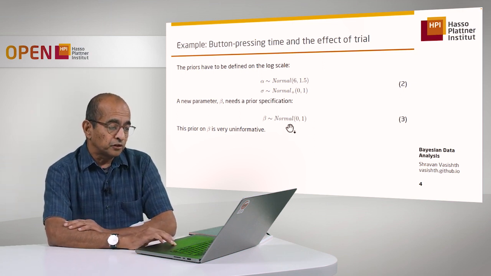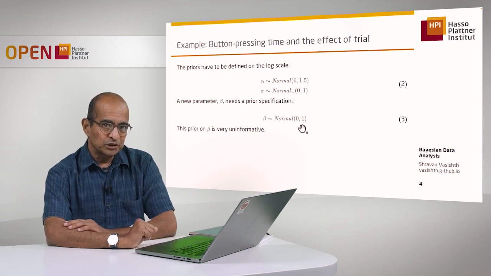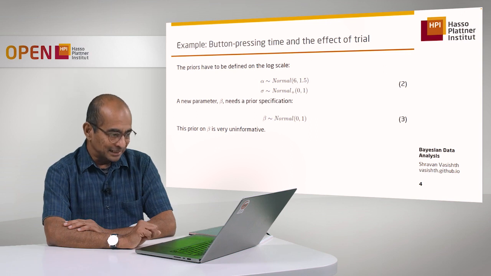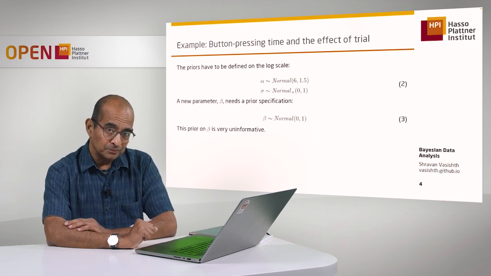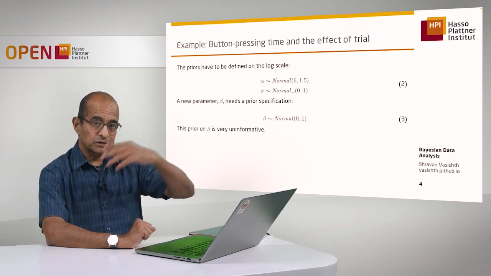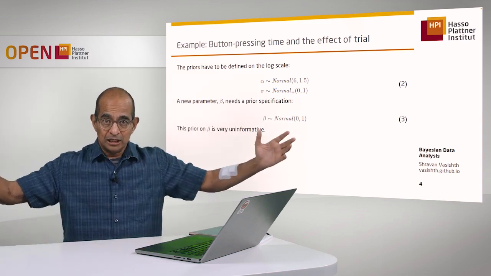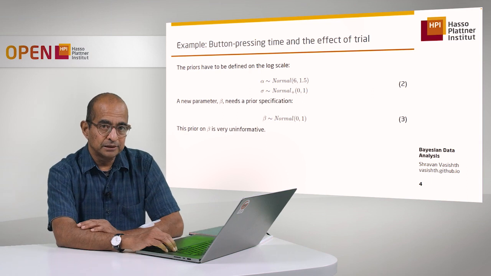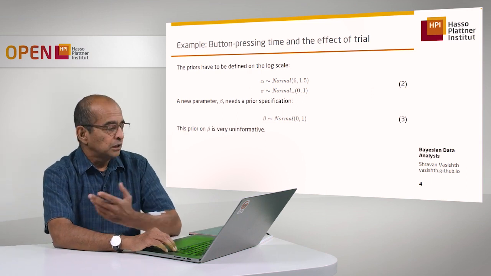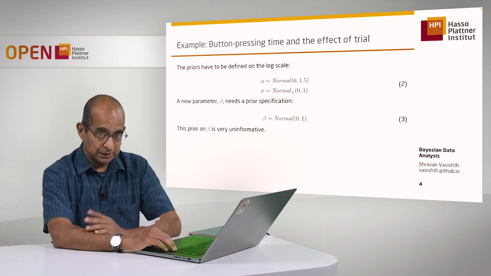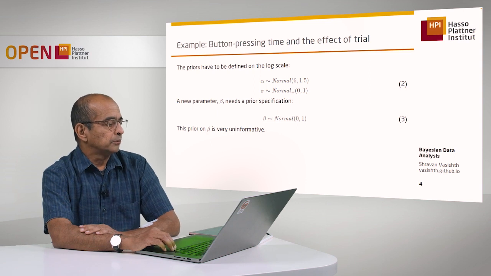This is very uninformative. It doesn't look like it's going to cause a lot of variability, but it is, because it's on the log millisecond scale, right? Once I transform it back to the millisecond scale, this prior will imply a lot of variability in the effect of the predictor, that is the trial ID, on button pressing time.